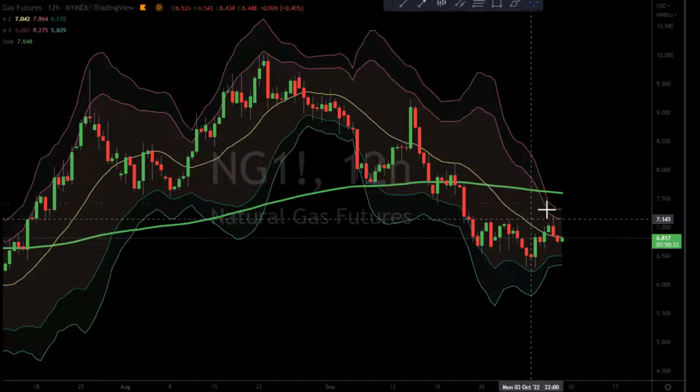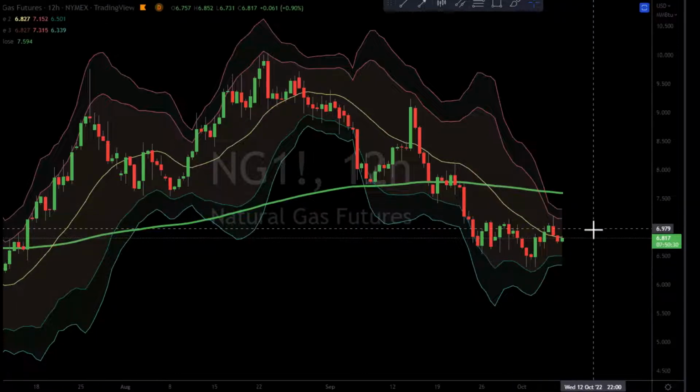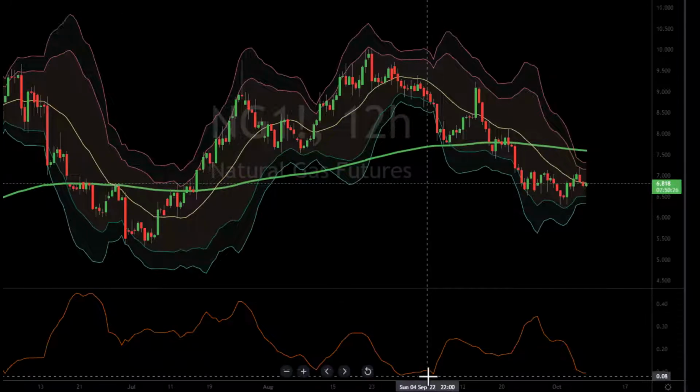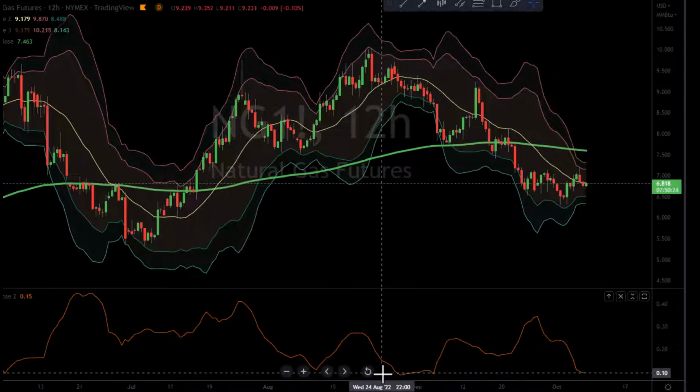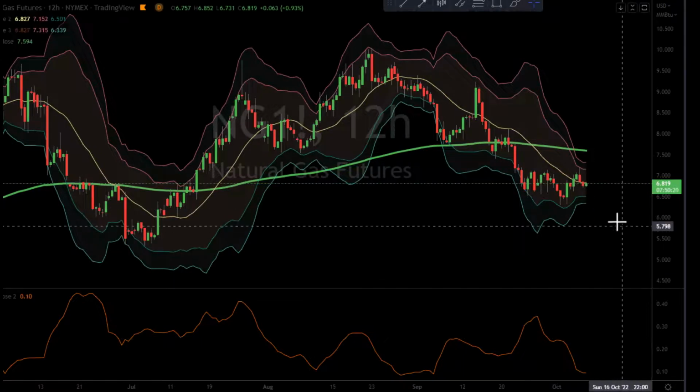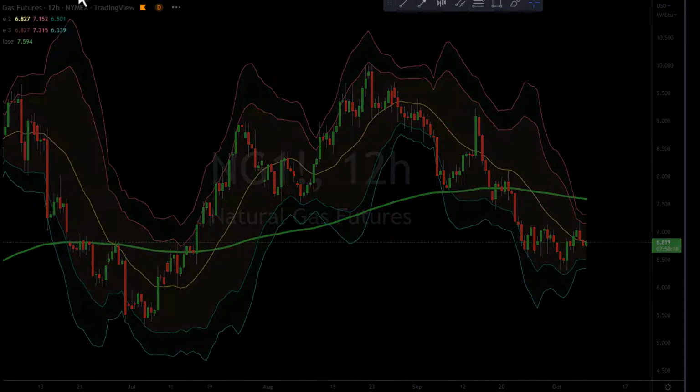Here on the 12-hour, it's narrowed down really tight. That's important because as we open up the Bollinger Band width indicator, we can see that we get big moves when that Bollinger Band width gets narrow. That's saying that a big move is building up right now. Let's go into the different time frames.